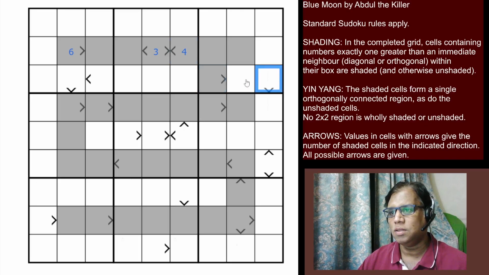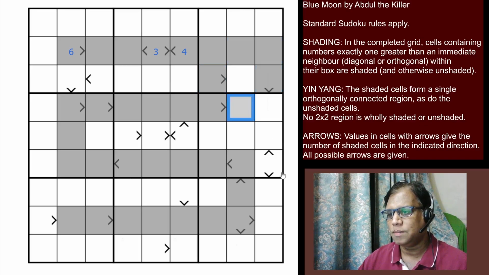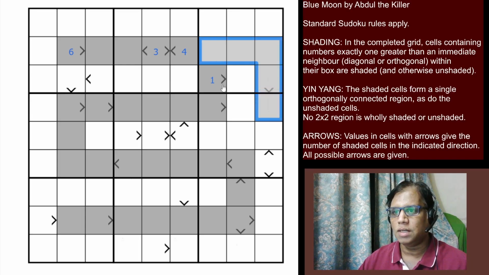Yeah, this is now not valid because this will be 0 and that is not allowed. So you could have, just for validation, something like this, and now you can have a valid number 1 here, and all the rules are still valid. So now this could be 1 because of this arrow.